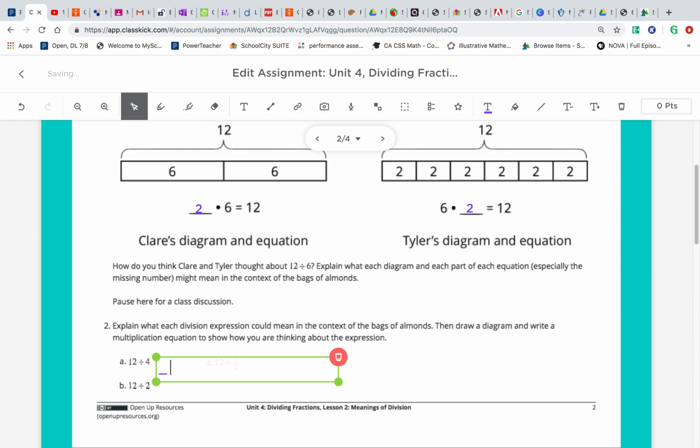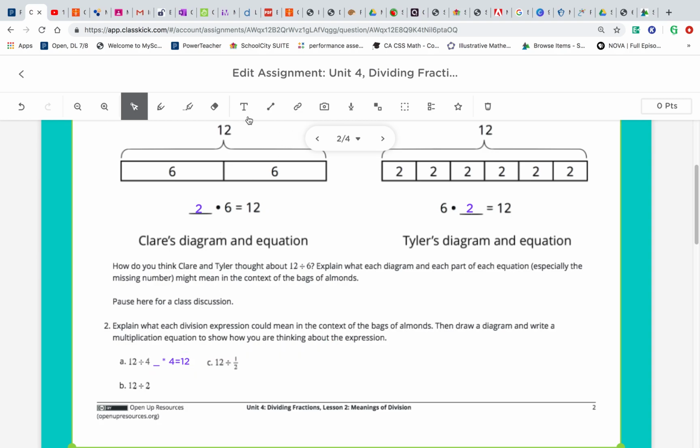blank times 4 equals 12. Okay, let me make this a little bit smaller so it can fit in a little bit better. So you could have it that way, or you could switch it around. You could say, how many bags can we get if we put 4 pounds in each bag? So in that case we could write it a little bit differently, right? We could put how many pounds were in one bag if there were 12 pounds in 4 bags, or how many bags can we get if we put 4 pounds in each bag?